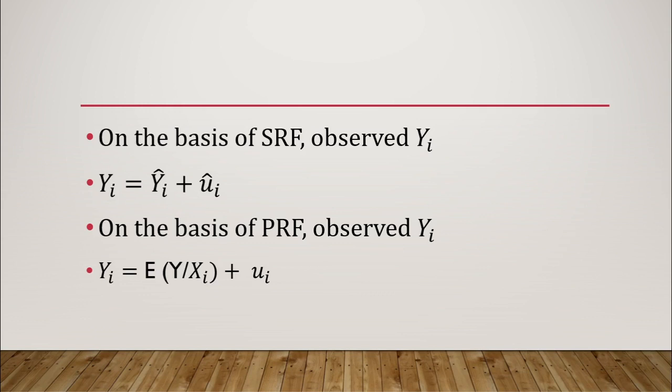So on the basis of the sample regression function, the observed value of the dependent variable yi is equal to yi hat plus ui hat, where yi hat is the estimated value of y on the basis of the sample regression function, and ui hat is an estimator of the residual term. On the basis of the population regression function, the observed value of yi is equal to the expected value of y given xi plus ui.